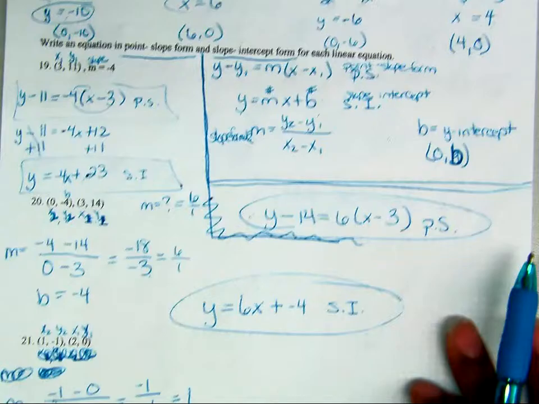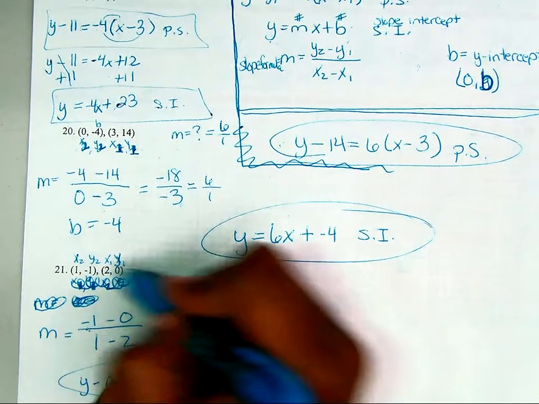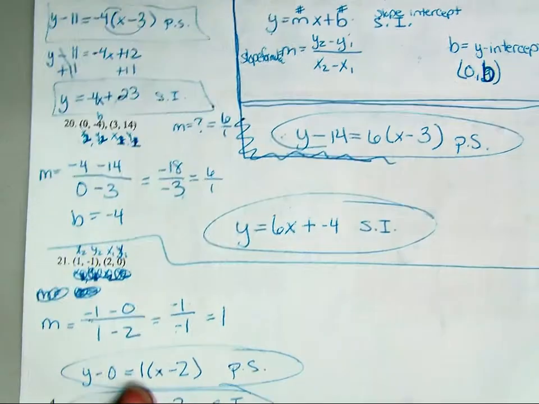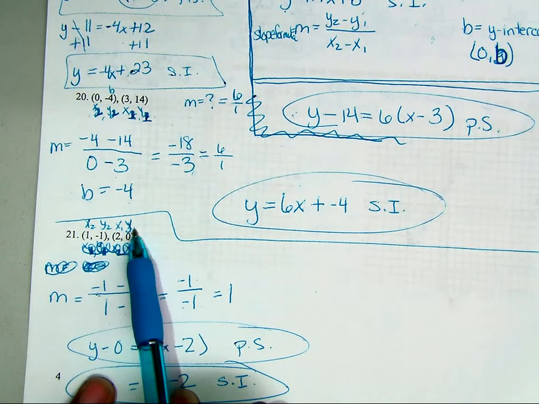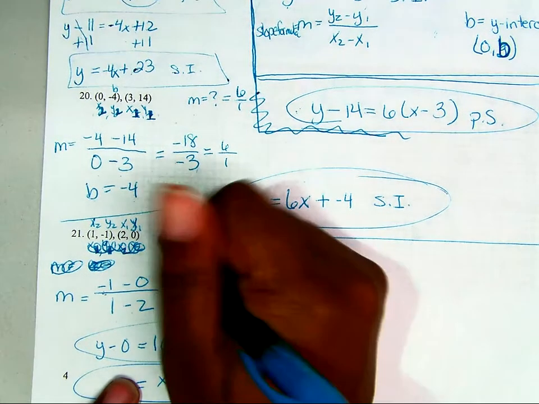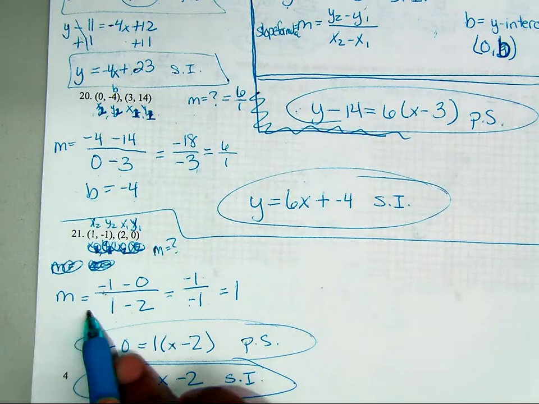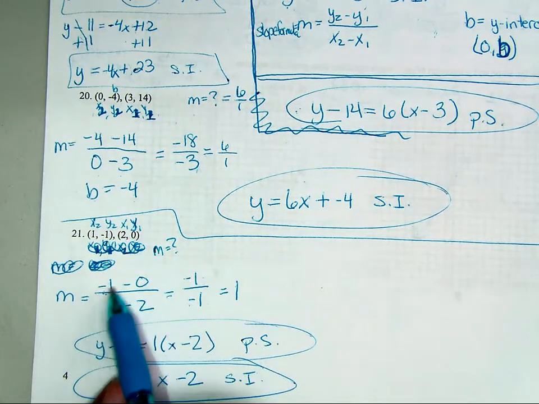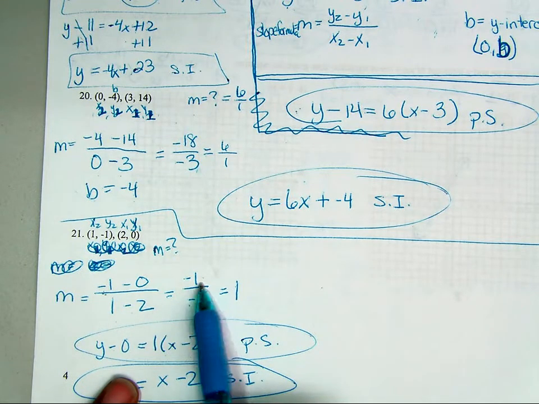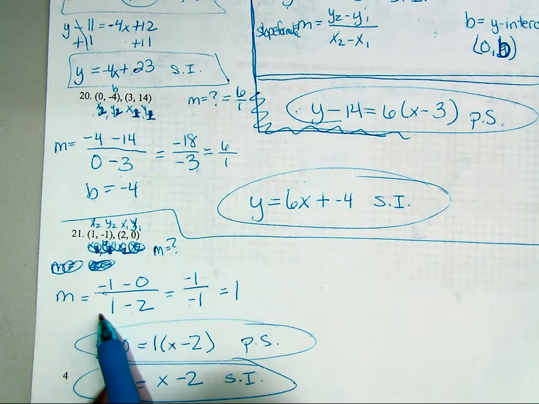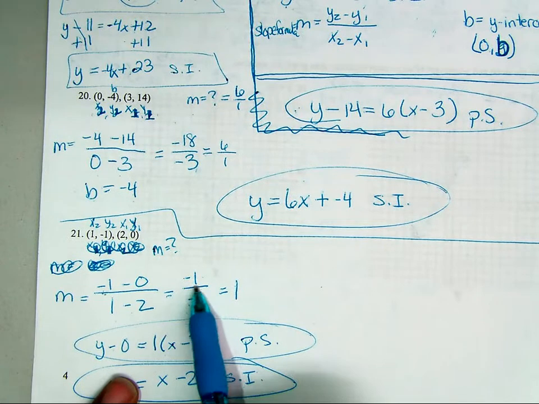This bottom one. We label x2, y2, x1, y1. M is, I don't know, but I can figure it out. M equals y2, which is negative 1, minus y1, which is 0, so that gave me negative 1, over x2, which is 1, minus 2, that gives me negative 1. Negative 1 over negative 1 is 1.